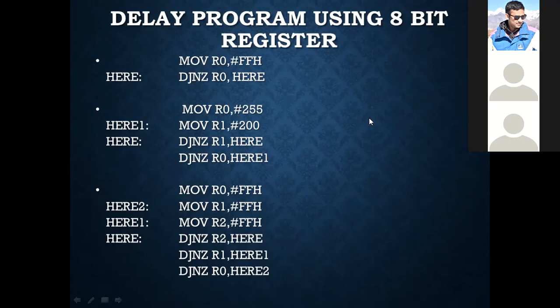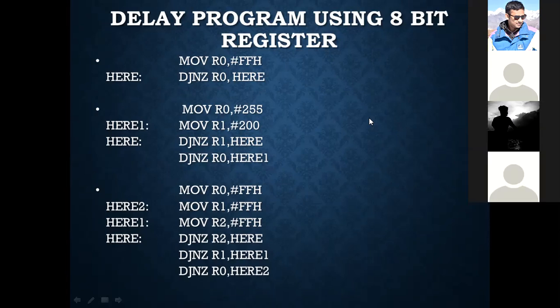Why? I mean, whatever you have told. Now why? Sir, because till then the number will become zero. Don't mute yourself unless I tell. Now, the FF equivalent decimal number is what? 255. So 255, how many times will it rotate?